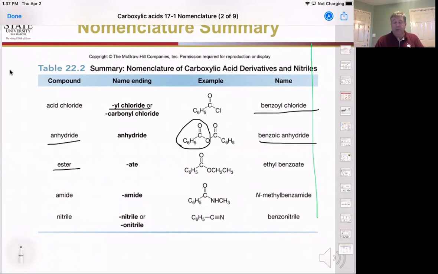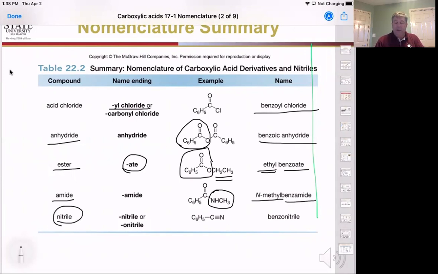For esters, we use ate for the functional group, but then we have to identify what the remainder is that is attached to that oxygen. So in that case, it's ethyl benzoate. For amides, we drop the oic acid, and if we have substituents on the nitrogen, we have to signify that they are attached to the nitrogen. So this would be N-methyl benzamide.